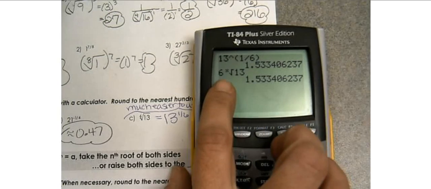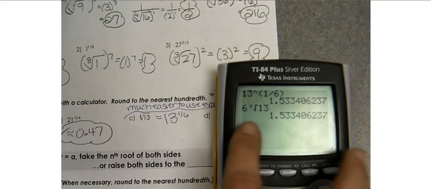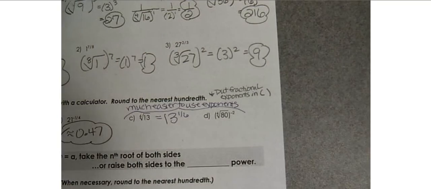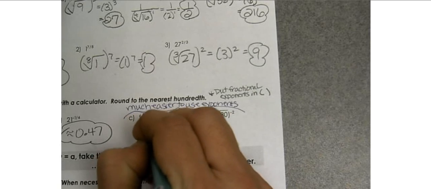But I think that this is actually more steps, and I think it looks silly, especially in the old operating system. So anyway, your value here is going to be about 1.53.